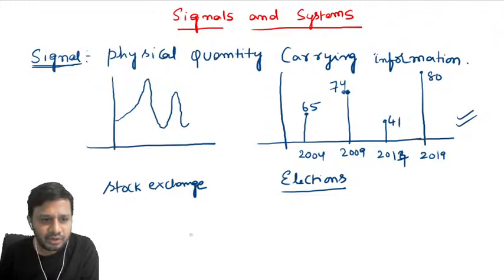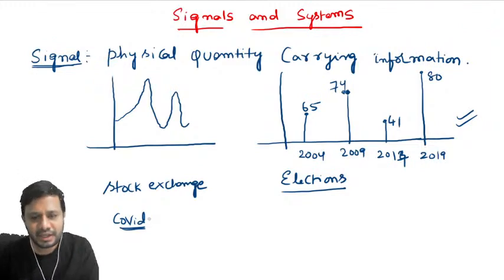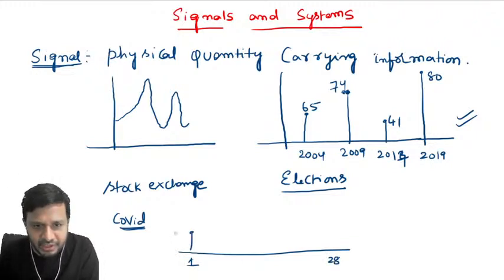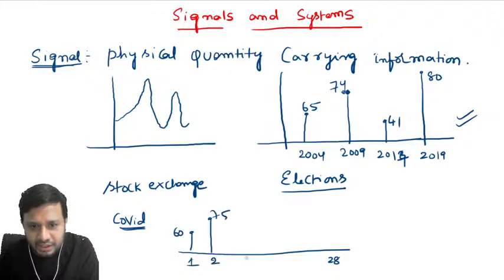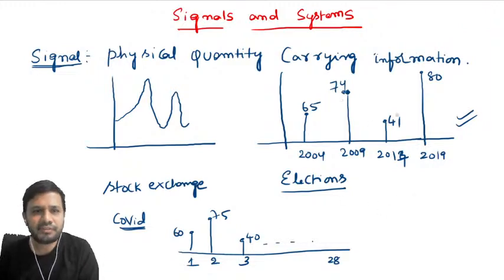Suppose nowadays we are stuck up with the pandemic called COVID. Right? Suppose you want to read how many cases of COVID were there in your city in the month of February. Suppose you want to examine February 1 to 28. On the first day only 60 cases were recorded. Okay, second day some 75 cases were recorded. Third day only 40 cases were recorded, and so on. So from this what can you do? You can take an analysis, right? So signal is a physical quantity carrying some amount of information, right?